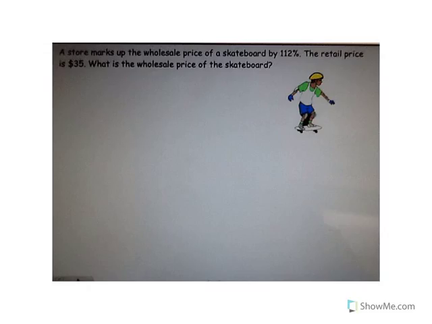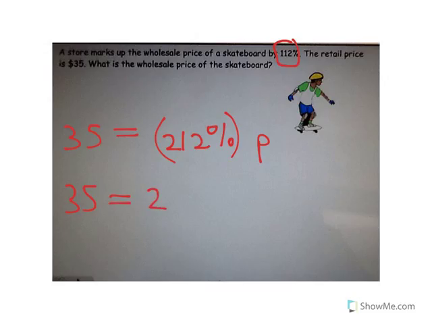So let's figure this out. So it's going to be the retail price, which is $35. That's how much it's charging, times, and again, since they mark it up by this amount, it's going to be 212%. If they mark it up by 112%, then 212% is the total cost times the original price of the skateboard. So $35 is equal to 2.12 times P. So the price of the skateboard is going to end up being $16.51, which is a pretty cheap skateboard.